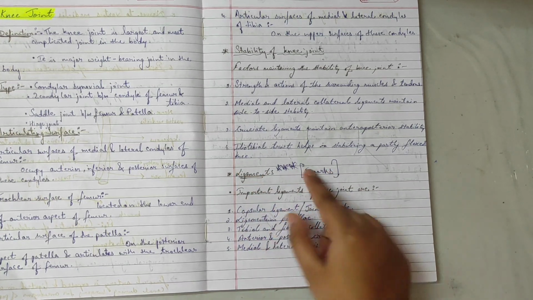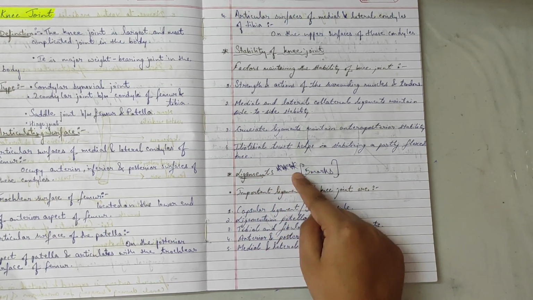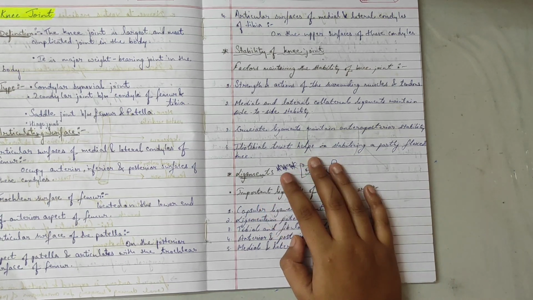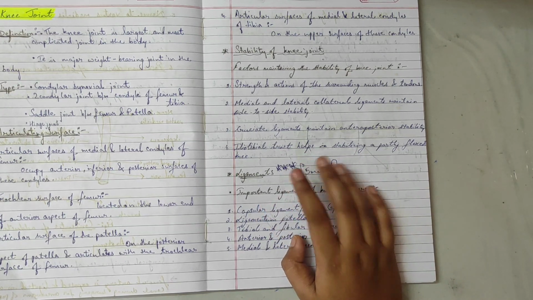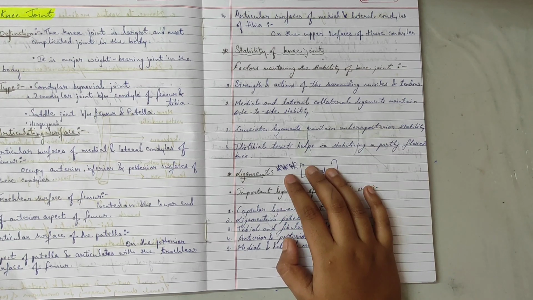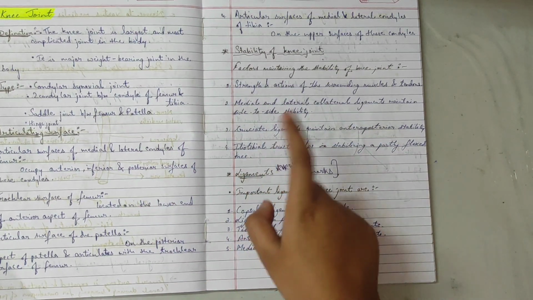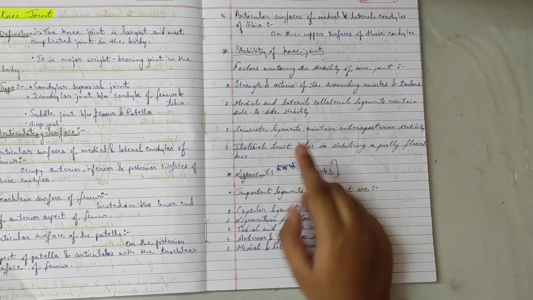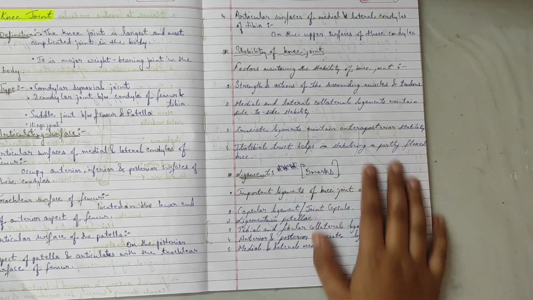Ligaments of knee joint. See, it's a 5 marks question and very important. Before this, I have uploaded a video on hip joint, and that ligaments is also an important question. Actually, this whole knee joint and hip joint is an important question. From both, 1-1 questions will definitely come.